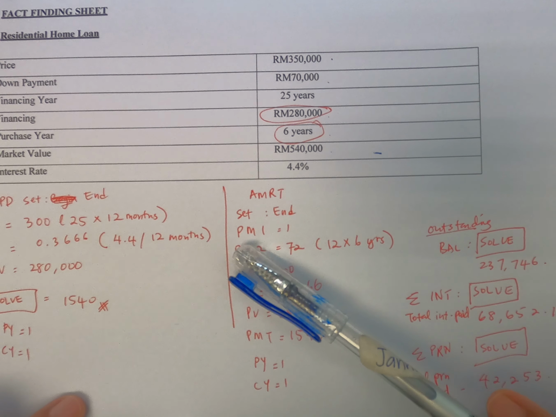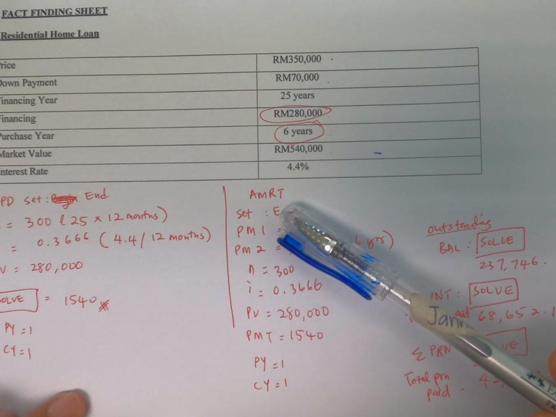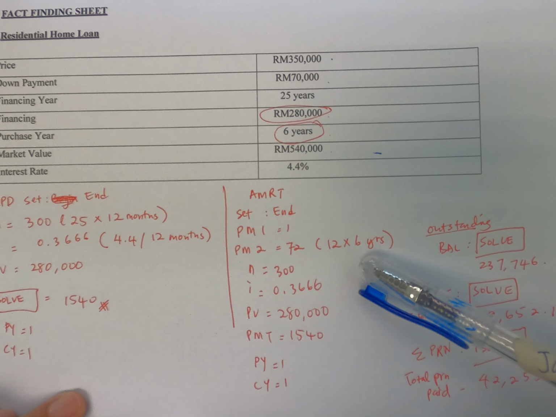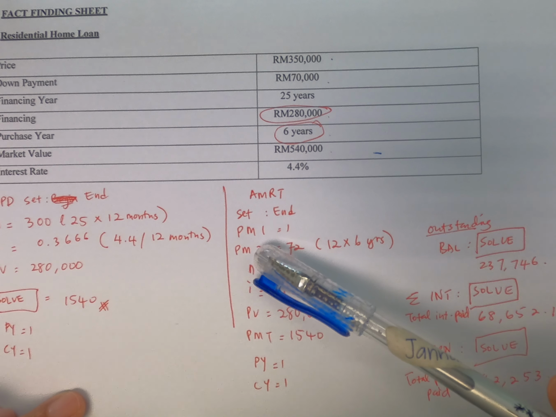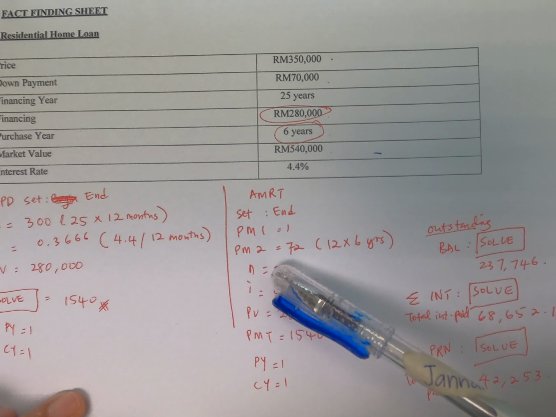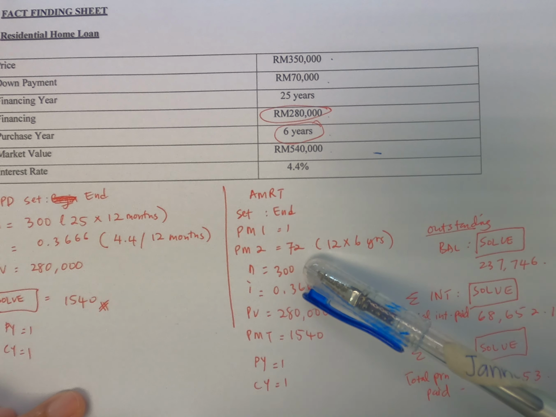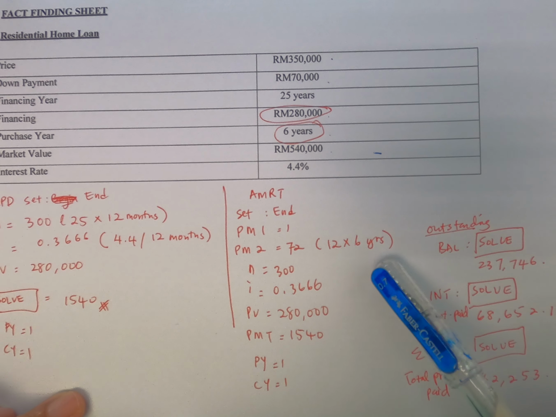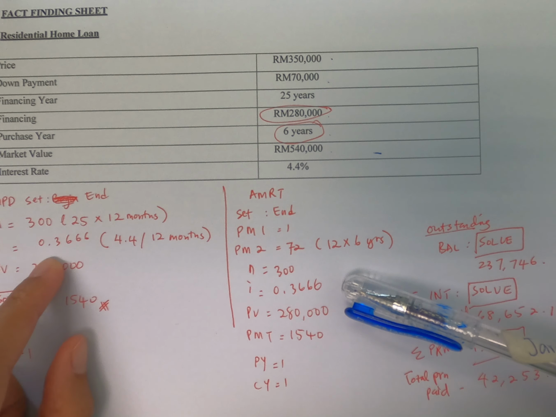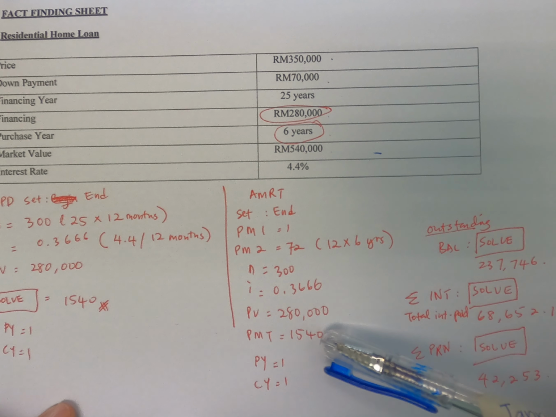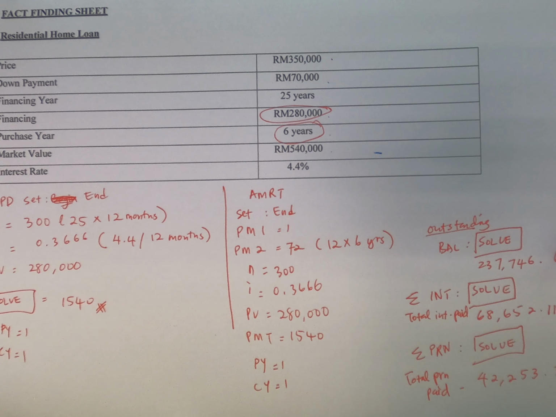And you continue with the AMRT function in your calculator. You set N. The payment 1 is 1. Okay, payment 2 is 72, because this is a loan amortization for 6 years in our calculation, because purchase year, it has been bought 6 years ago, so the payment PM1 is 1, payment 2 is 72, means that 6 years or 72 months. How you calculate this? 12 times with 6 years. N is 300. I is 0.3666, similar to this one. The PV is 280,000. The payment is 1540. PY and CY both 1.